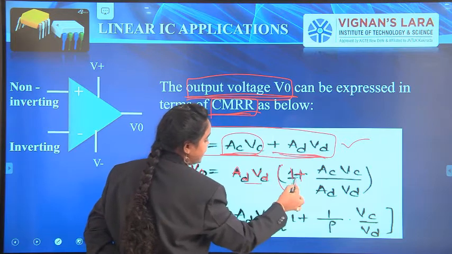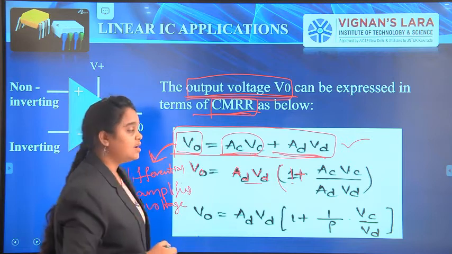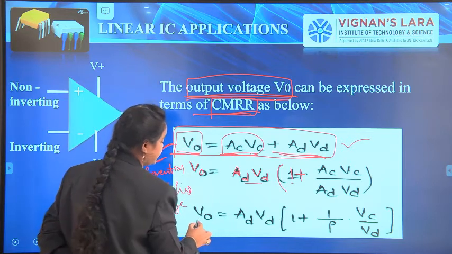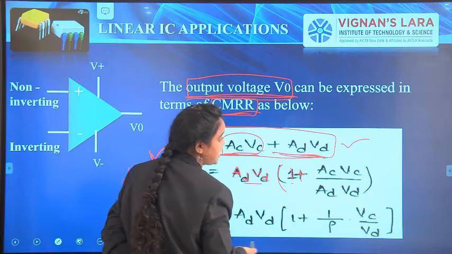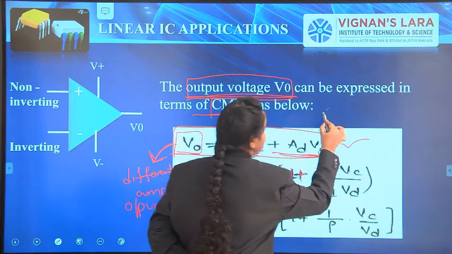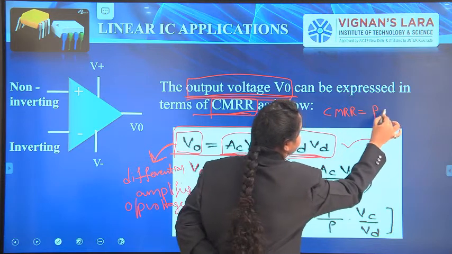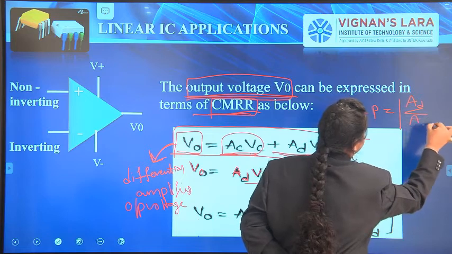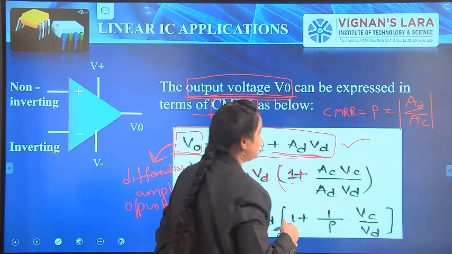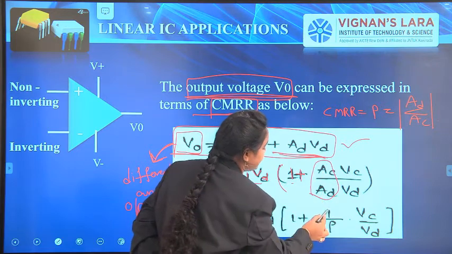So, out plus ACVC by ADVD. In the form, we can write V0 equals ADVD of 1 plus, in the place of CMRR, we already know CMRR equals rho. Rho equals AD by AC. So, in the place of AD by AC, we can write 1 by rho.